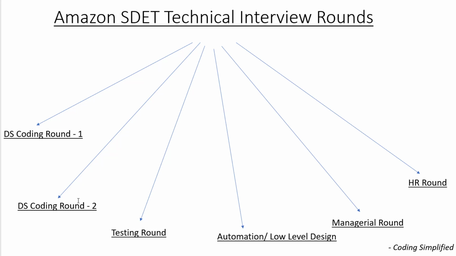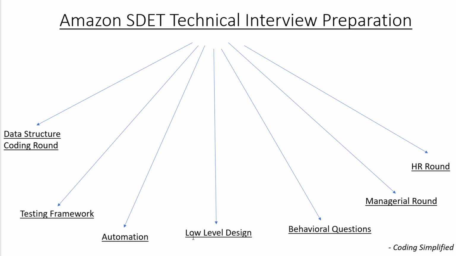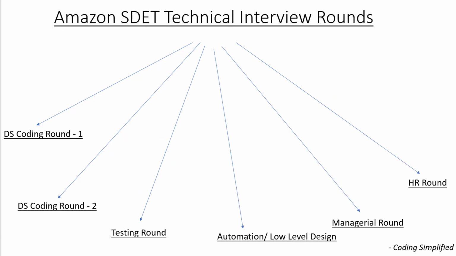Sometimes it happens that with the coding round they ask some of the scenarios, or it can have a separate round, or it can be asked in the automation as well, right? So these three things can be asked in the testing round or in the automation round. Basically I call it the automation round or the testing round. So we have to focus on automation, low level design, as well as the testing thing, right? So it means four rounds. Till four rounds we are done. Two coding rounds and two basically combinations of the testing, automation, low level design.